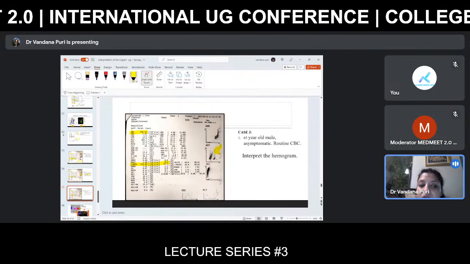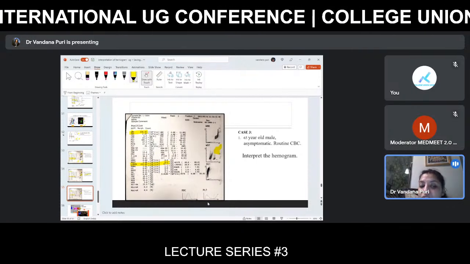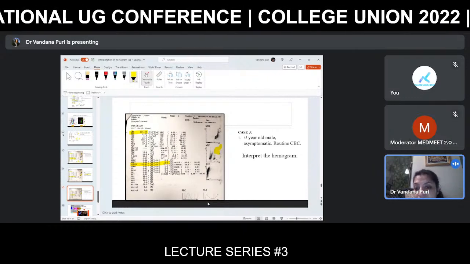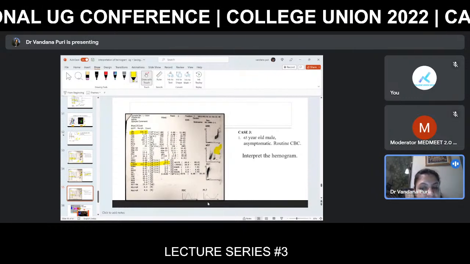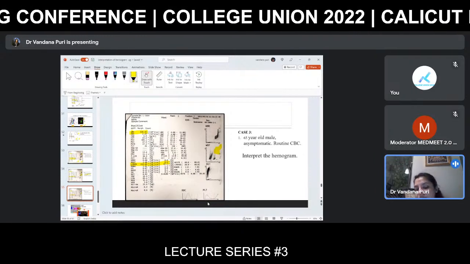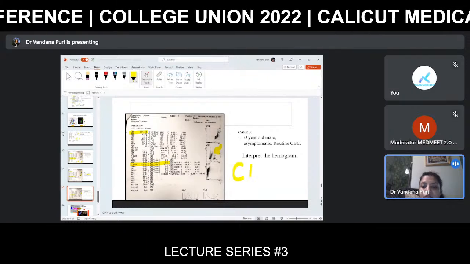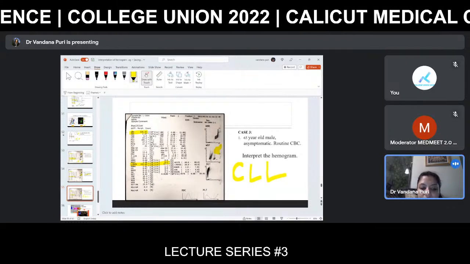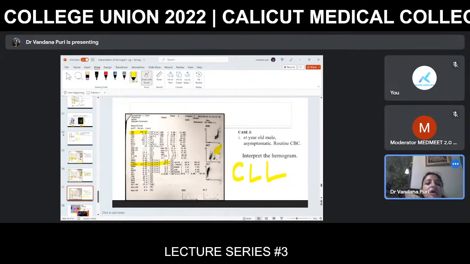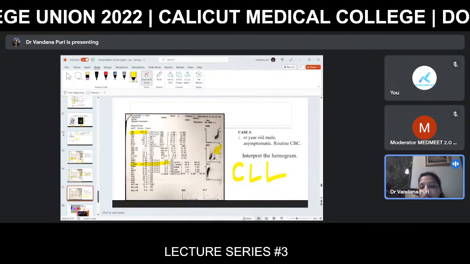And the RBCs are normocytic, normochromic with some macrocytosis. So whenever you see only lymphocytes going up, with the history being very typical, this is a 65-year-old asymptomatic male and you see only lymphocytes coming in here like this. This is probably a case of chronic lymphocytic leukemia. So these are the basic things that you all have to know, guys.